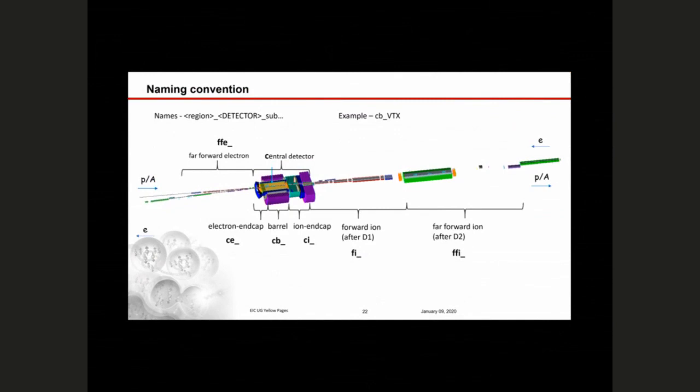And before we go forward to start hacking the detector, I wanted to show you our detector naming convention. It's not the naming convention that Marcos mentioned this morning, but maybe it's pretty close to it. Everywhere we have detector names like this, for example, CB VTX, where C means central detector, and it has three parts: electron end cap, barrel, and ion end cap. Then we have far forward ion, and far forward electron.